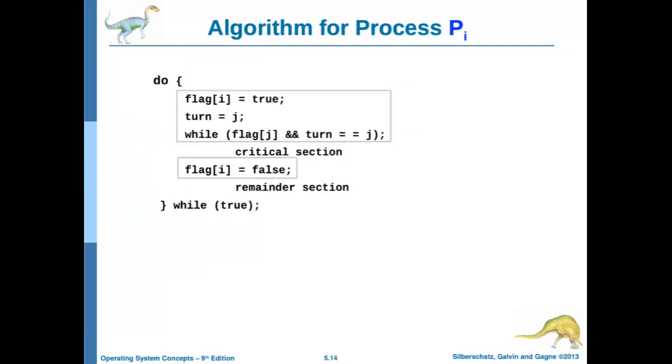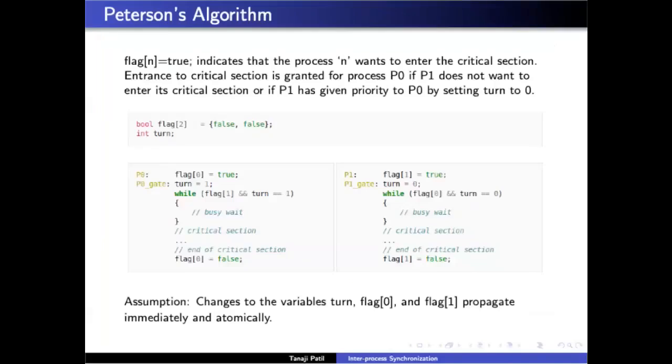So actually you can think of this as a pseudocode, more near to the C programming language. And this is the algorithm for process Pi, where this process is i and the other process is considered as j. So wherever you find j, it is the other process. Just to make it simple, I repeated the same code, now with some labels also.